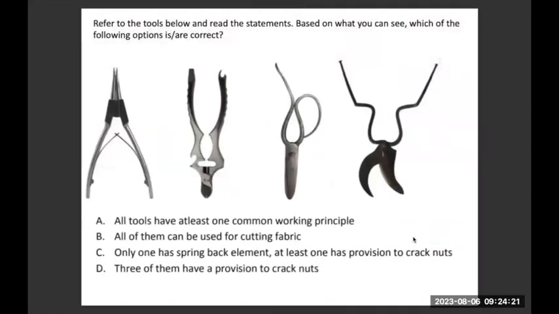All right, so here you are given these 4 tools and you're given some statements. You have to find which options are correct, because here it says is/are correct, which means one or more options are correct. One or more options is possible in this case, all right?